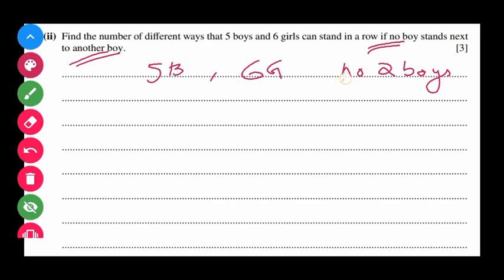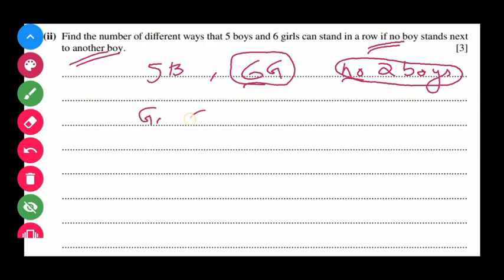So whenever we discuss about no two items, already we discussed arrange the others first. Here we want no two boys. If no boys stand next to another boy means no two boys. So here our question is dealt with no two boys. That means arrange the others. Others means girls. So arrange the girls first.